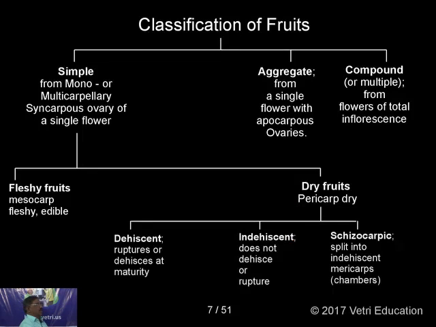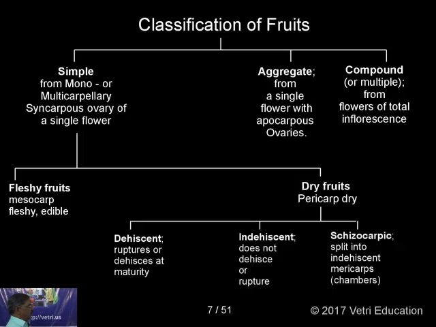Next, regarding classification, fruits are classified into simple fruits, aggregate fruits, and multiple fruits or compound fruits. A fruit developing from a single flower with a syncarpous ovary is called a simple fruit. An aggregate fruit is from a single flower with an apocarpous ovary, whereas a compound fruit is from the total inflorescence. The total inflorescence will give a fruit.